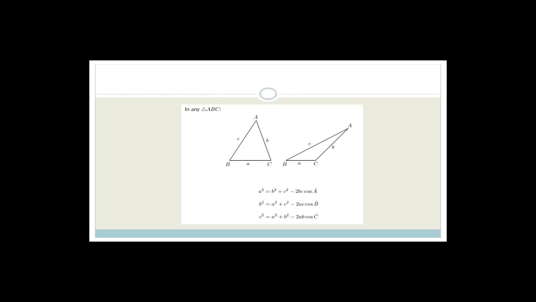The cosine rule says if you have little a opposite angle big A, little b opposite big angle B, and little c opposite big angle C, then it states that a squared is equal to b squared plus c squared minus 2bc cos A. Or b squared equals a squared plus c squared minus 2ac cos B, and similarly for the others. And it doesn't matter whether the triangle looks like this or like this, this rule stands.